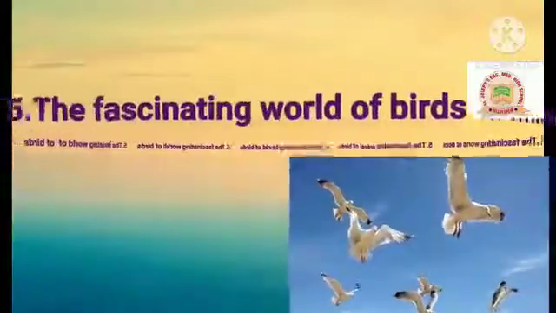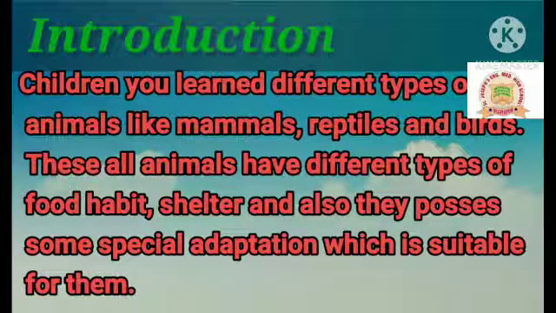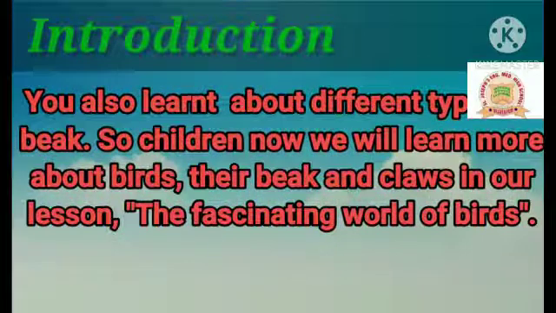First of all, I read the introduction. Children, you learned the different types of animals like mammals, reptiles and birds. All these animals have different types of food habits and shelter, and they also possess some special adaptations which are suitable for them. You also learned about different types of beaks. So children, now we will learn more about the birds, their beaks and claws in our lesson. Now open your textbook and see whatever I read. First of all, I read some paragraphs, then I explain.